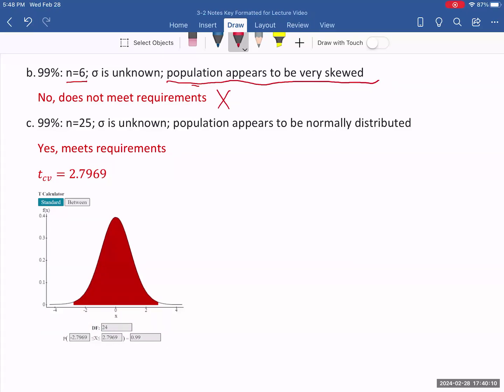I have a 99% confidence interval. Okay, n equals 25, which isn't big enough, but let's keep going. n equals 25, but my population appears to be normally distributed, so we can do that. Okay, right. So what are my degrees of freedom? 24, because it's 25 minus 1.